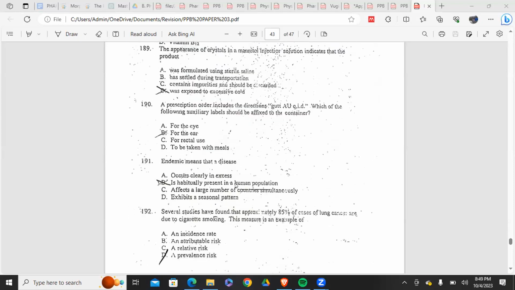A prescription order includes directions. Which of the following auxiliary labels should be affixed to the container? For the eye, the ear, for rectal use, to be taken with meals.